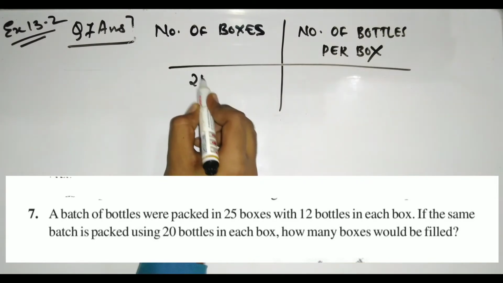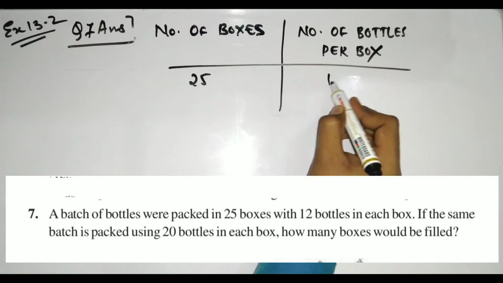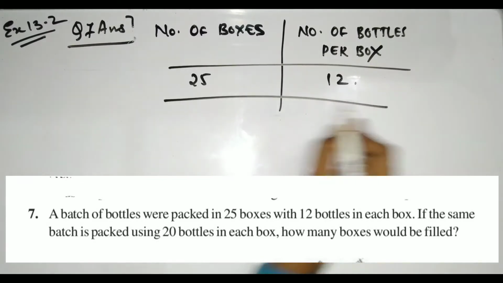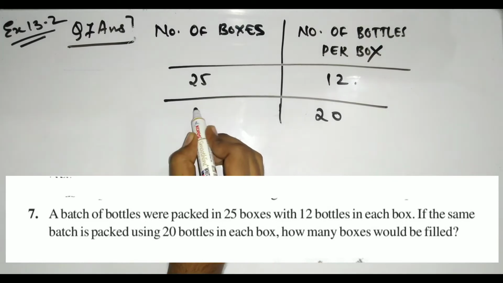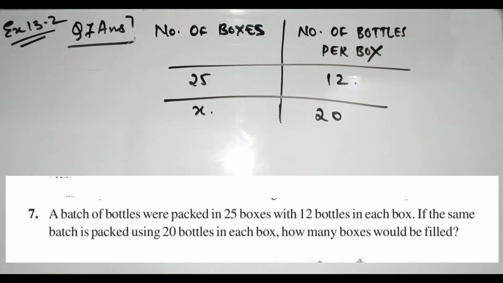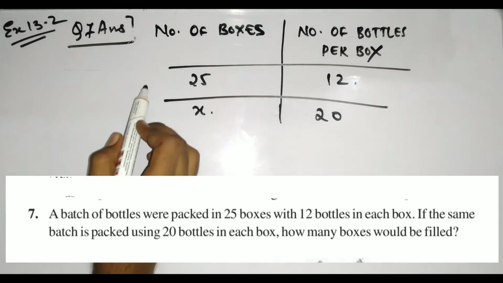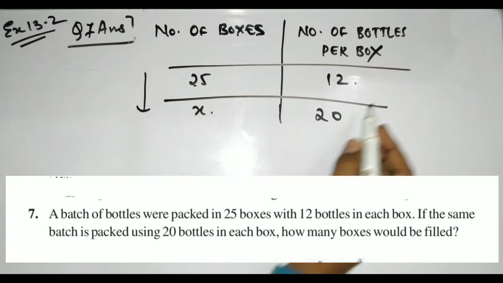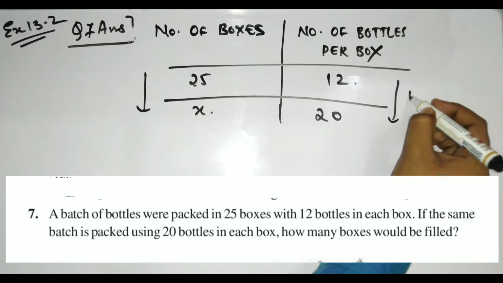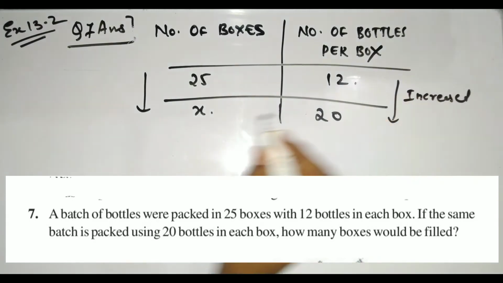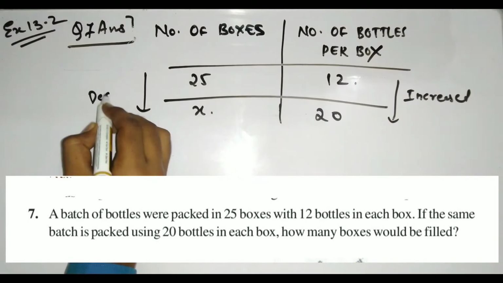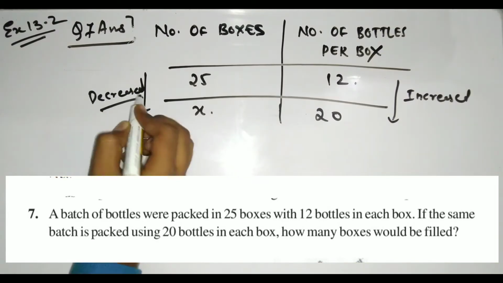The number of boxes is 25, and the number of bottles per box is 12. They are given the number of bottles as 20, therefore the number of boxes will get reduced. See here, this is increased, so it will get decreased there. So it is inverse proportion.